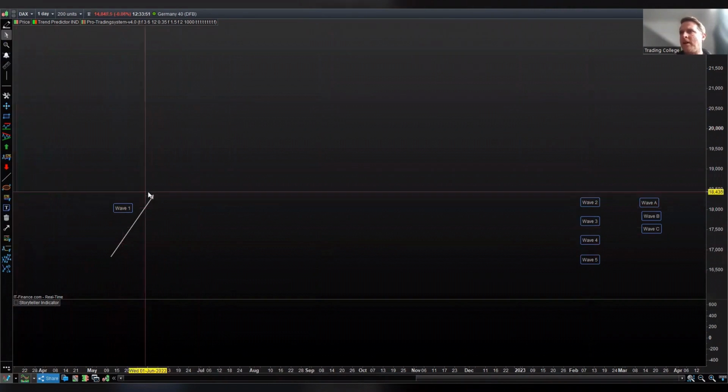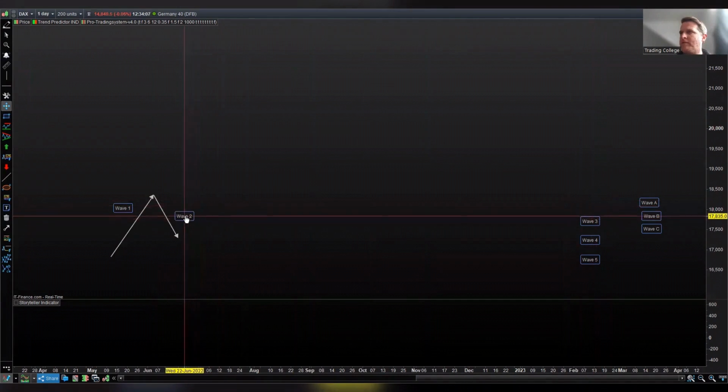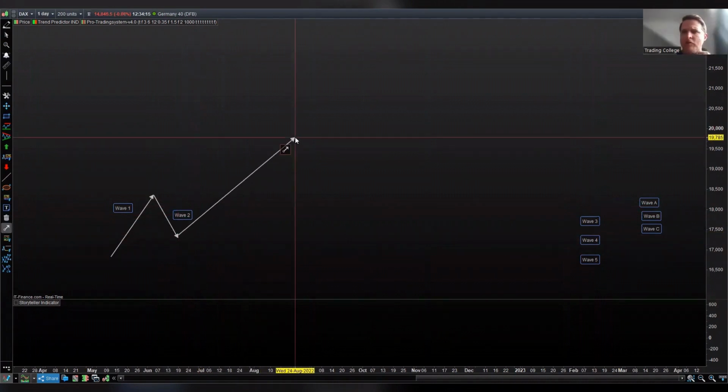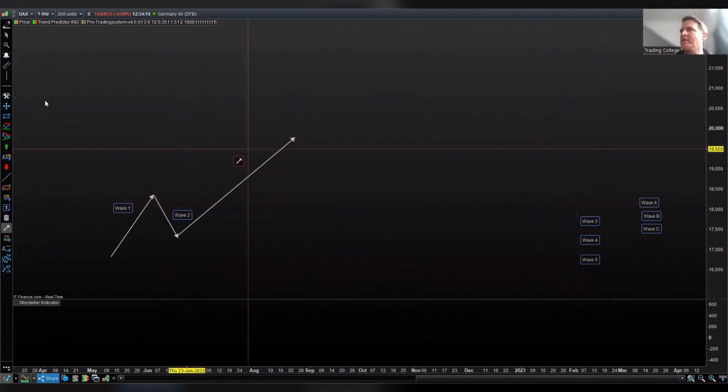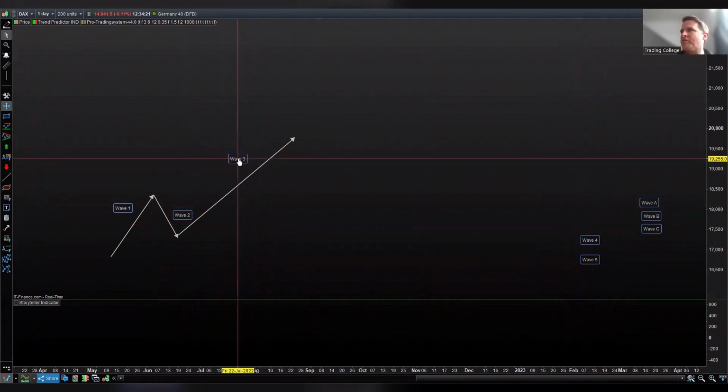And then the next move is the pullback. We call that wave two. Really straightforward and simple. And again, I'm going to show you this in a live market example, calling that wave two here. And then we go to our third wave. Now this wave is often the longest. Not always, but it's never the shortest. That's a bit of a rule of the wave. And so we call this wave three.